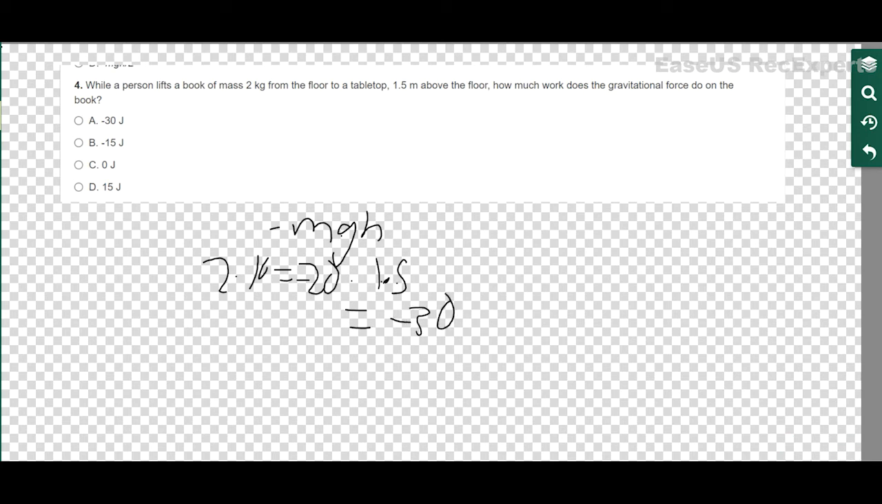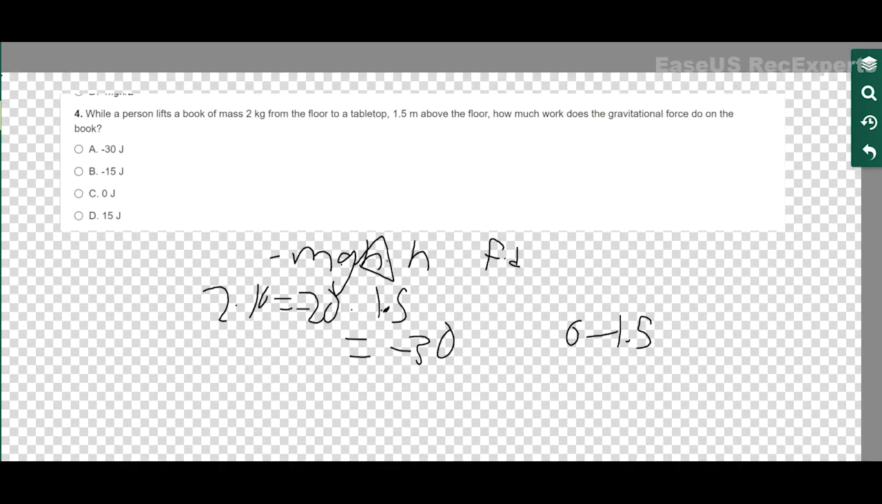And then you get negative 30. The reason you're going to go negative mgh is because you're trying to use your change in height, force times distance. Now your change in height is going to be 0 minus 1.5, because we're assuming that gravity is positive. Because gravity faces down and you're lifting the book up, you're going to go negative 1.5. Or if you want your distance to be positive, then your gravity would be negative, so you'd have negative 10 as your acceleration or your gravity. Now we have negative 30 as our answer for number 4.